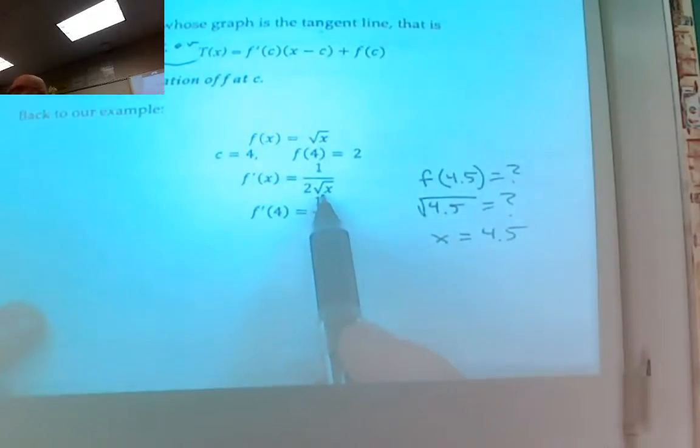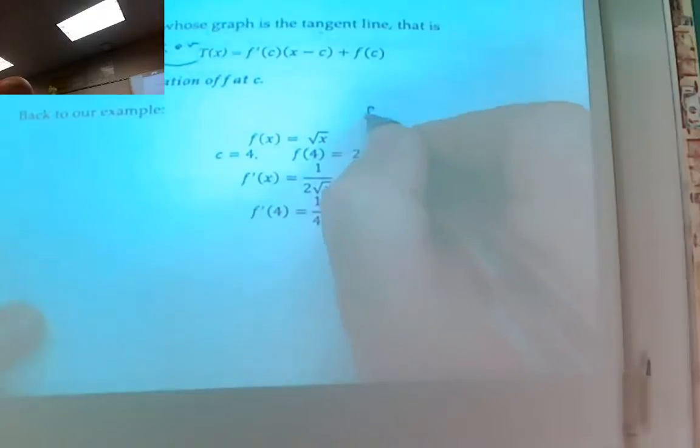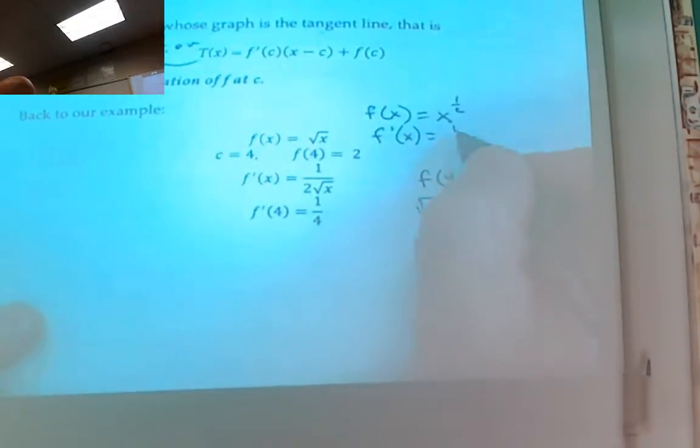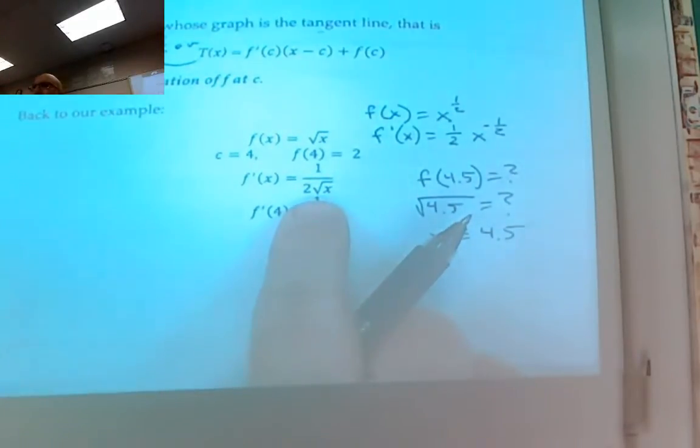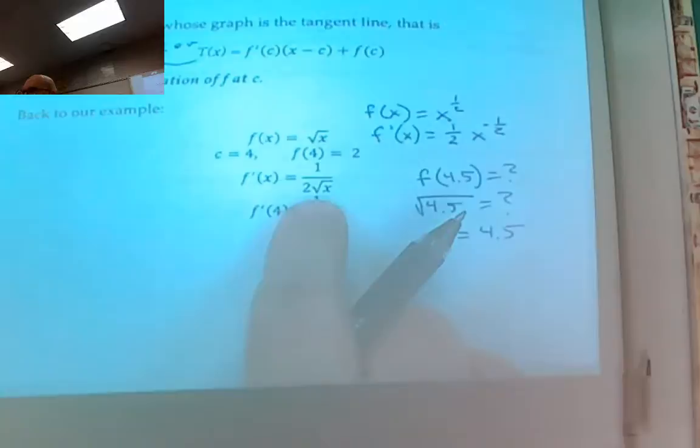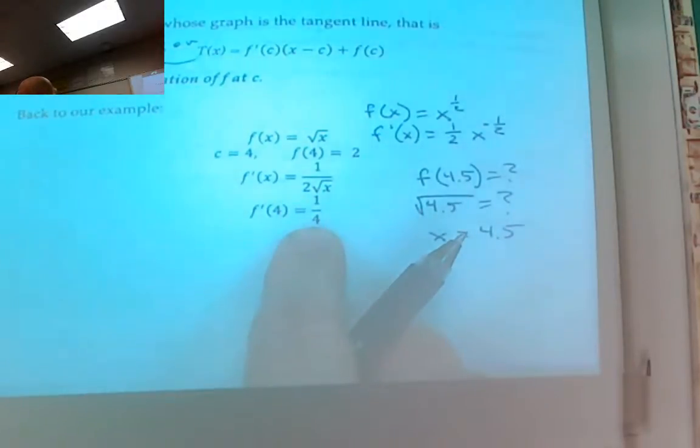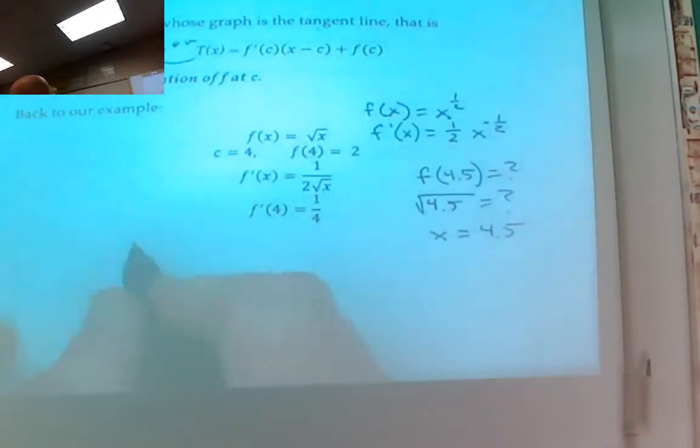Then I took the derivative. Are you okay where this came from, or should I show you how I got the derivative? I'm going to do that. This is the same as if f of x is equal to x to the 1/2. I'm going to use the power rule. I'm going to get 1/2 x to the negative 1/2, and that's what that is. So when I plug 4 in there, I took the square root of 4, got 2. 2 times 2 is 4. So that's my slope.